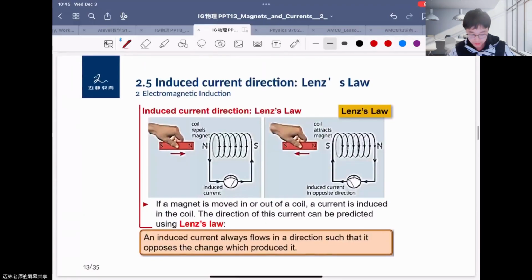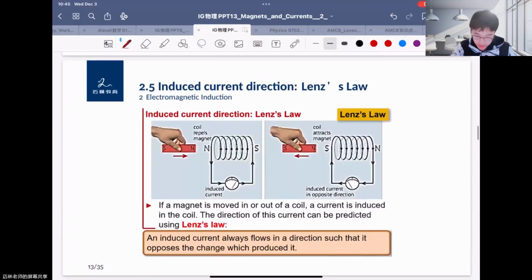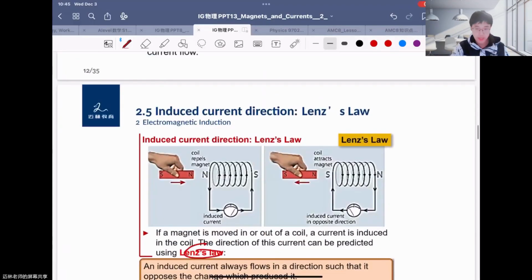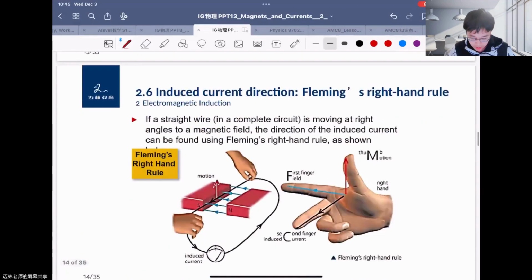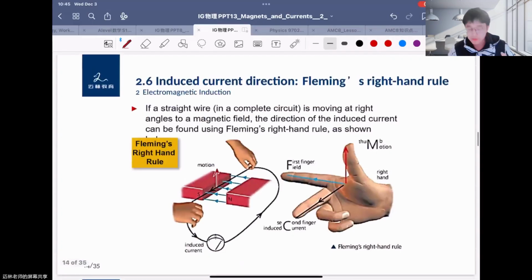So here you can find this phenomenon is called Lenz's law. For Lenz's law, if you're using magnets coming close to the coil, north and south, you'll find there is an induced current. And there is also an induced current when you're moving backward from the coil. This is Lenz's law. So here, what is Fleming's rule?